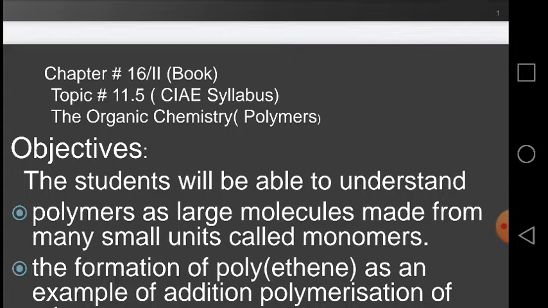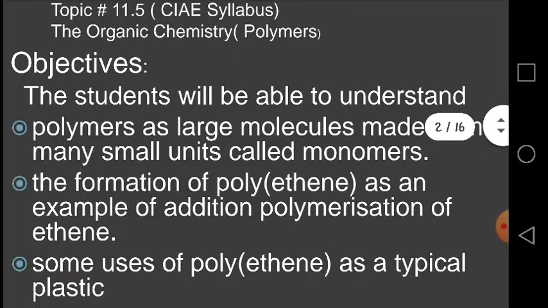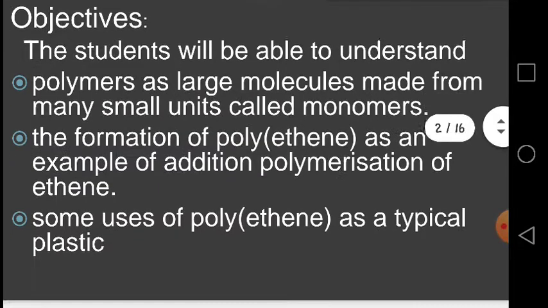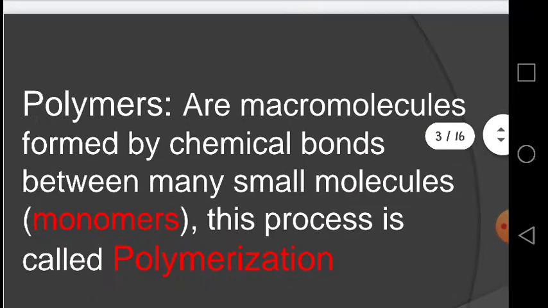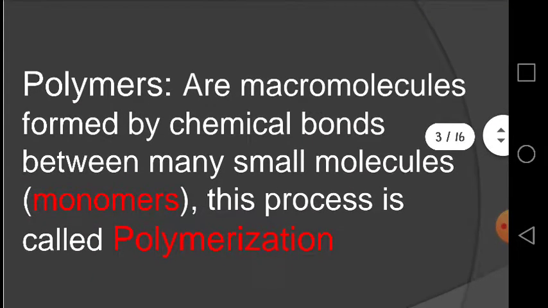Today's second objective will be the formation of polyethylene as an example of addition polymerization of ethene. And the third objective is to understand the uses of polyethylene as a typical plastic. So, to fulfill our objectives, dear students, we are going to have basic understandings about polymers.